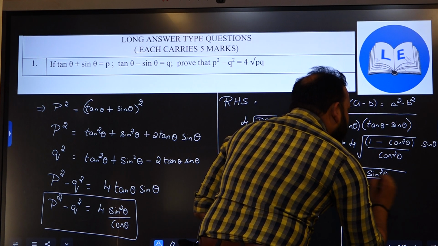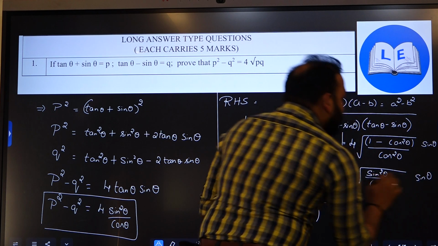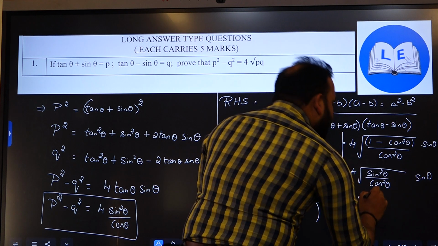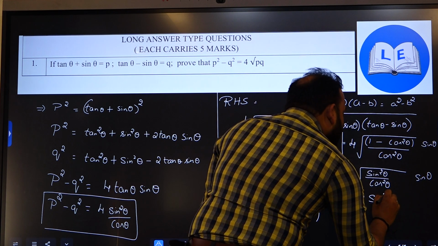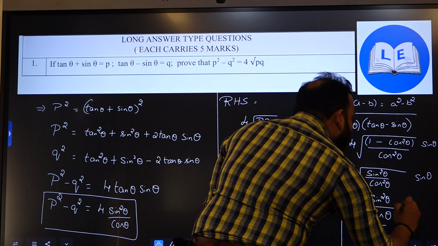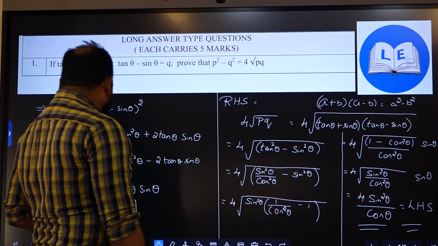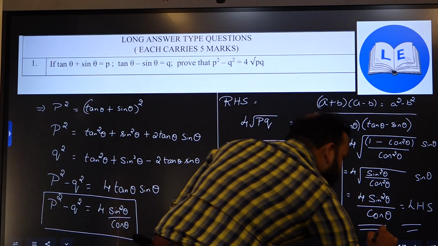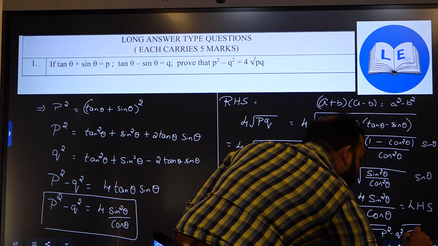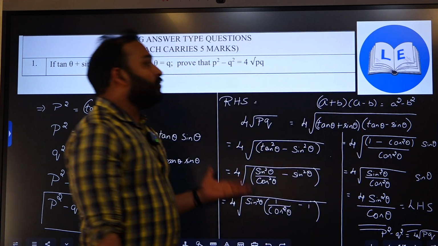And here cos square theta. And when you take this outside the root, children, sin square theta will become sin theta. Cos square theta will become cos theta. So sin theta into sin theta becomes sin square theta, and in the denominator you have cos theta, which is nothing but the LHS what we got. So we have proved that. What did we prove? We have proved that p square minus q square is equal to 4 times root of pq. This is how we are supposed to solve these questions.